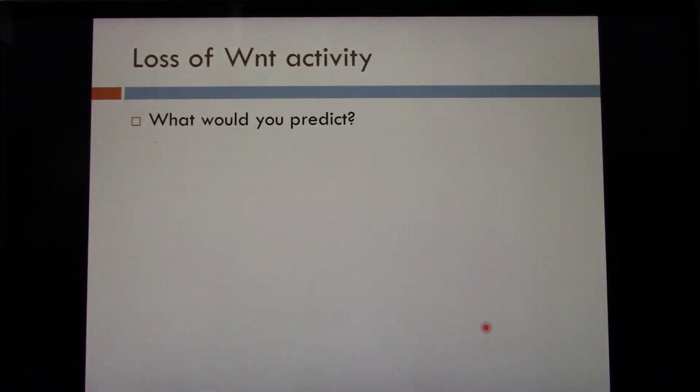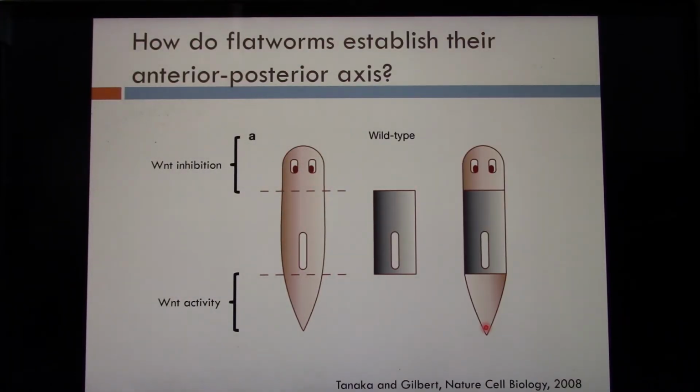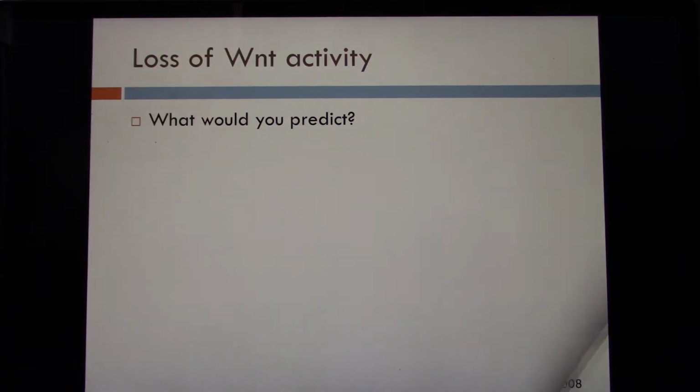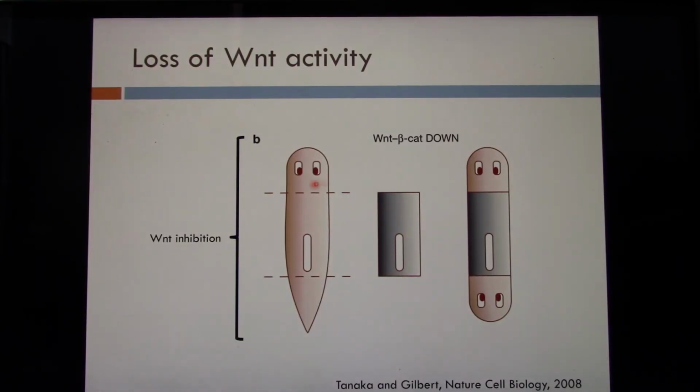So what do you predict will happen if we completely lost Wnt activity? Let's say we had a planarian that was a double mutant in Wnt, and so there was no Wnt ligand. What do you think is going to happen? Now going back to this chart, in the absence of Wnt, what happens? We get heads, okay? So let's say we cut this thing in thirds again, and there's no Wnt being expressed. What's going to happen is we're going to get heads growing on both sides. And so we're going to have a two-headed planarian.